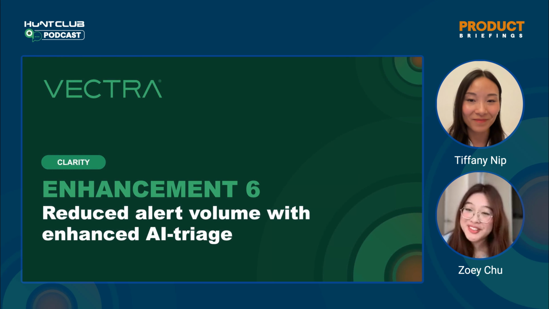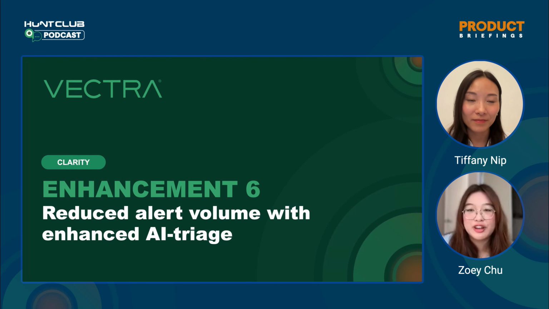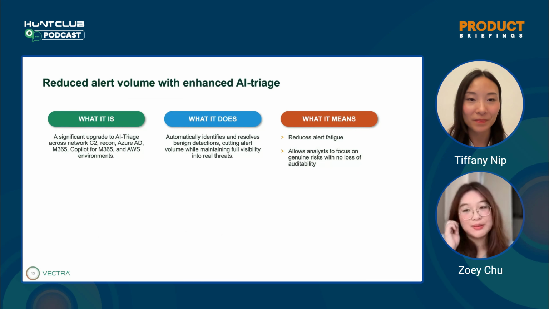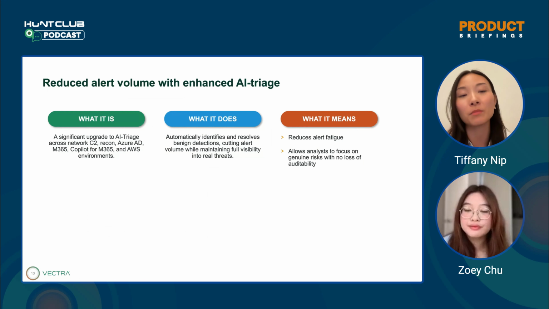So now we're actually going to move into our clarity enhancements: reduce alert volume with enhanced AI triage. We talk a lot about AI triage here at Vectra, but Tiff, tell us more about this. Of course. So in Vectra, we're really proud of how we provide signal clarity to security teams, because we know that you don't really need more alerts. You probably have too many in your SIEM already. What you lack is clarity, and really about finding the real and urgent threat at a critical moment without being overwhelmed by a bunch of false positives.